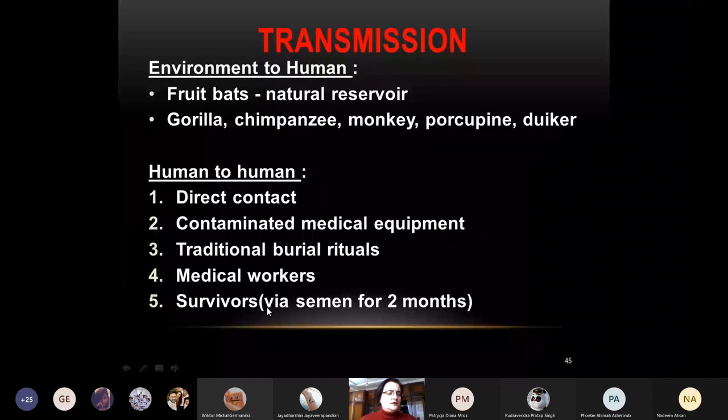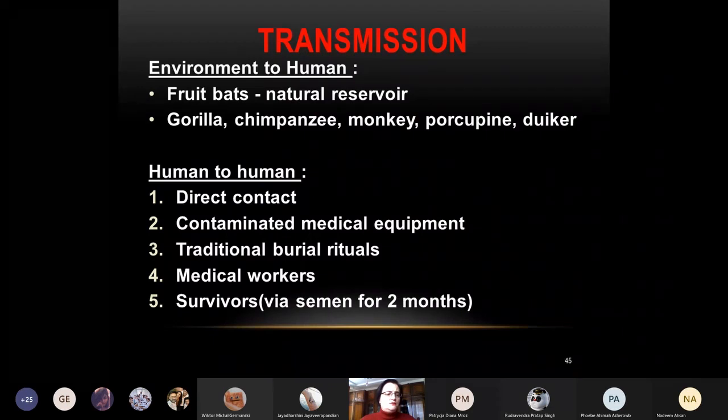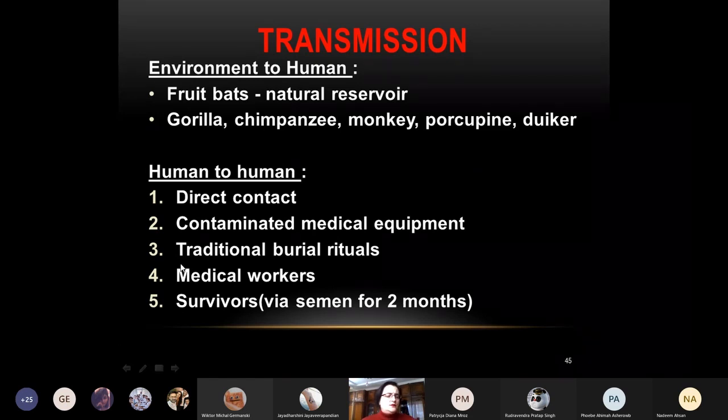Transmission. Ebola is introduced into the human population through close contact with blood, secretions, organs, or other body fluids of infected animals. In Africa, infection has been documented through the handling of infected chimpanzees, gorillas, fruit bats, also monkeys, forest antelopes, porcupines found ill or dead in the rainforest.